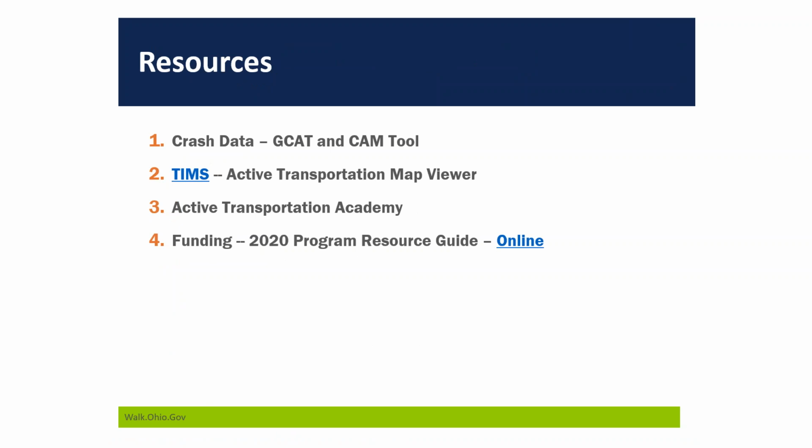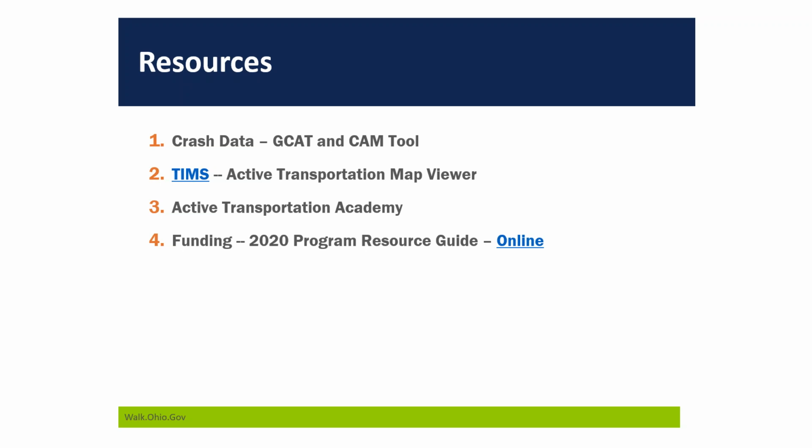Some resources that we have: we've covered GCAT and CAM tools through the last few webinars. TIMS is our Traffic Information Management System, and there are different map viewers there, and you can get a plethora of information, from the classification of the roadway to crashes to volumes on the road to where we have ADA curb ramps. So there's a ton of information on TIMS.